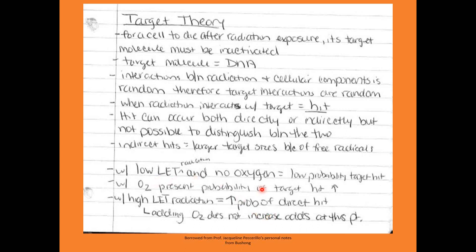So low LET, no oxygen, low probability. With oxygen, your probability increases. When you have a high LET, it doesn't matter if you add oxygen, you're going to have a high probability anyway.